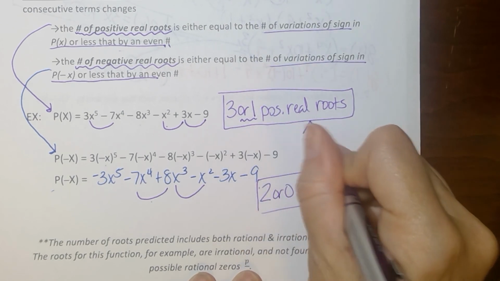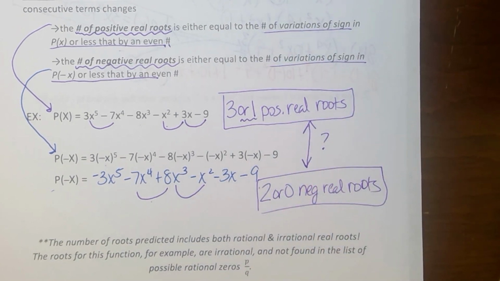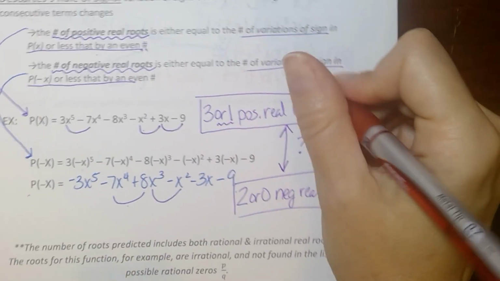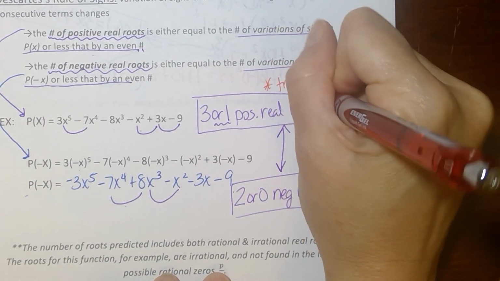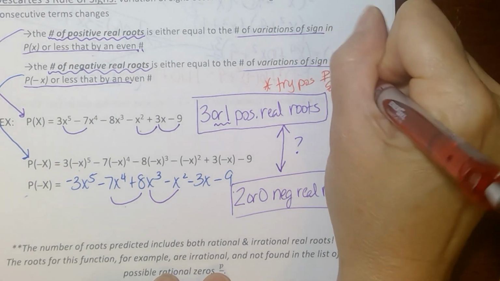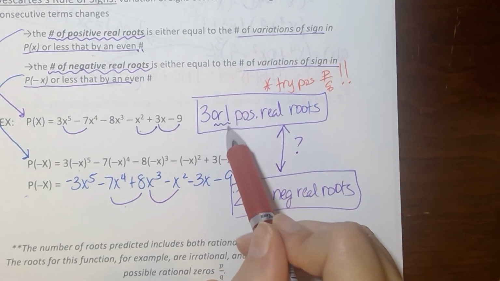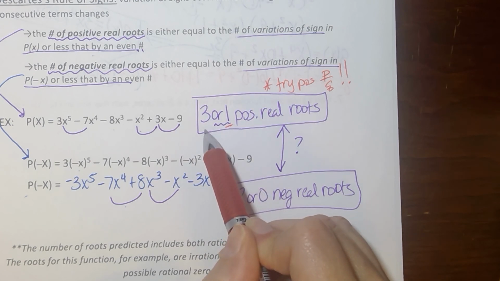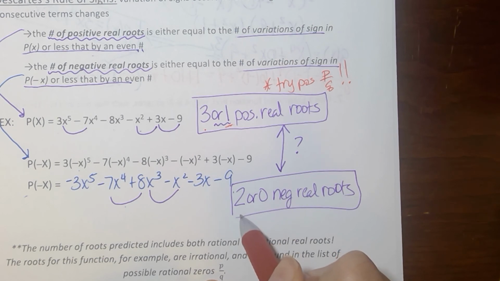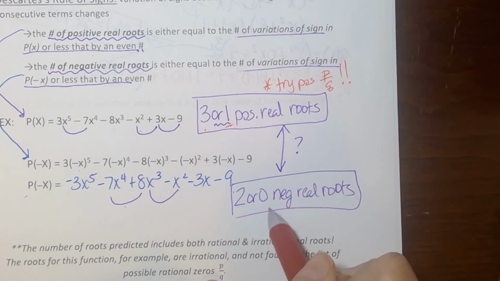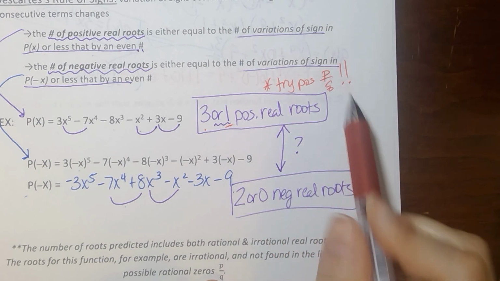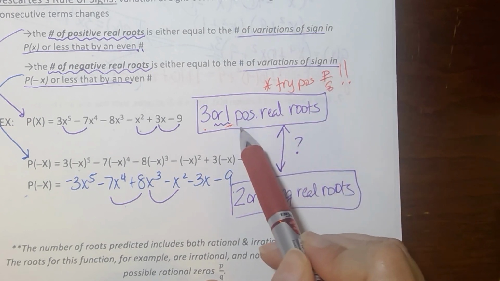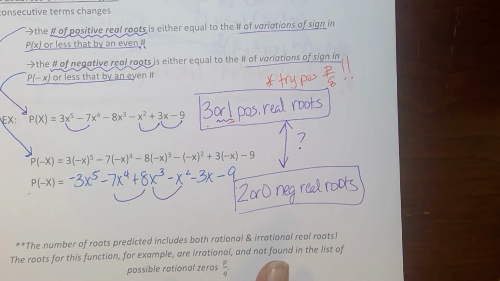Faced with these 2 options, when I look at my list of p over q, should I try the positive values or the negative values? Well, I should try the positive values for p over q, because I'm guaranteed at least 1 positive real root, and I might have 3 in that list. Now I could have 2 negative real roots, but there might not be any. Since this is not a sure thing, when I look at my list of possibilities p over q, I'm going to start with those positive values, not the negative values.